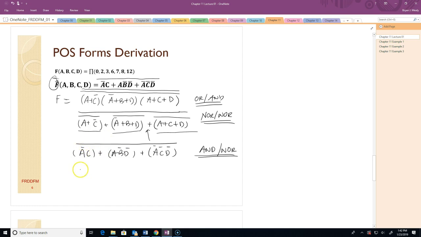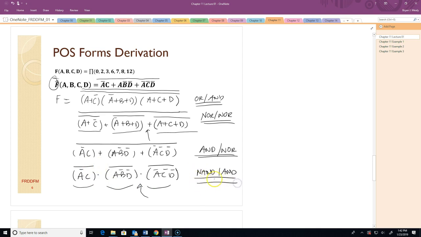Okay, so the last step here, not the last step, but I'm going to take this overbar and bring that down, then this is going to come out. So this is going to be NAND AND form. Okay, so here are the NANDs, individual NANDs, and they're being ANDed together. What makes them a NAND is the fact there's an overbar over it. And so there's my other classic form.